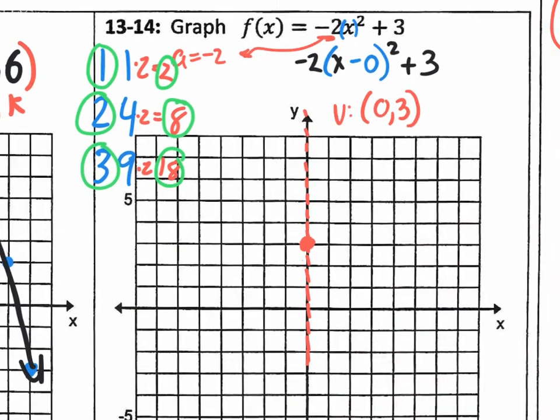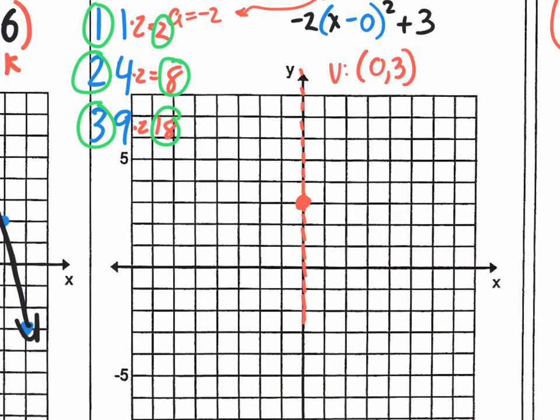So from the vertex, I'm going to go 1 over, 2 down. 1 over, 2 down, and you're going to end up with the dot right here. Then I'm going to go back to the vertex and go 2 over, 8 down. 1, 2, 3, 4, 5, 6, 7, 8, way down here. And then I'm simply going to map them over to the other side of the axis of symmetry. I'm going to graph my parabola.